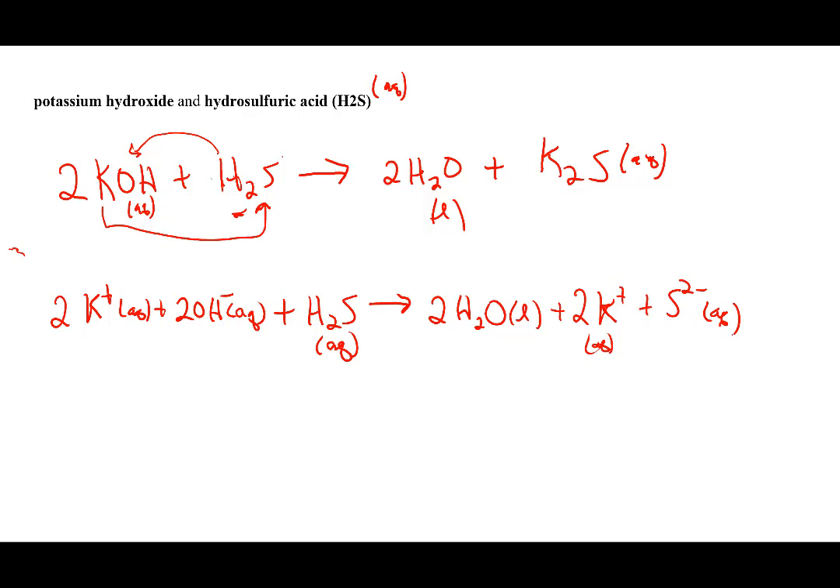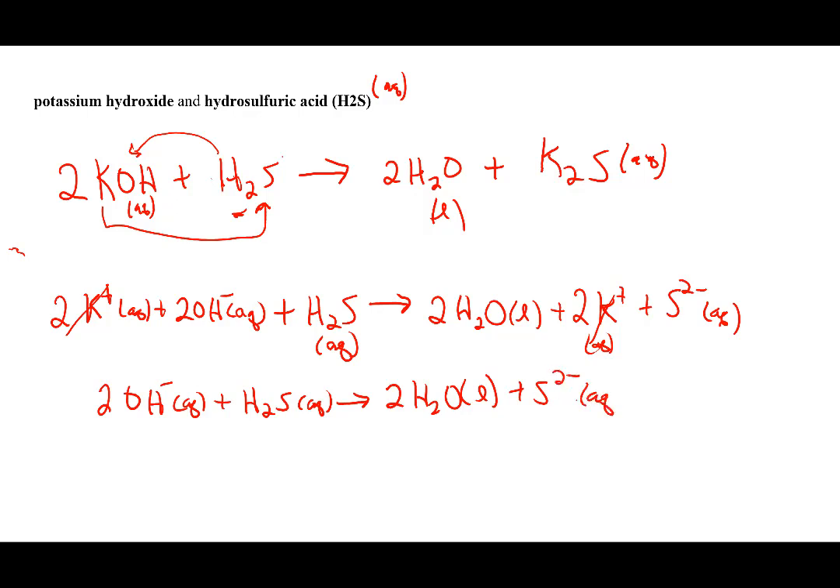All right, so let's see what we got here. So we have the potassiums are the spectator ions, and the rest are not. So we have 2 OH minus plus H2S plus 2 waters plus sulfide ion. So basically what happens in this reaction is the hydroxide ions come and steal the H pluses off the H2S. So you've got 2 hydroxides, they grab those 2 H pluses, and the H pluses end up on water, and the sulfide ends up losing its hydrogens.